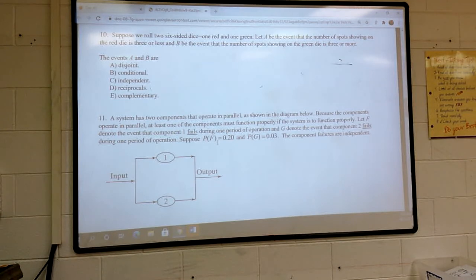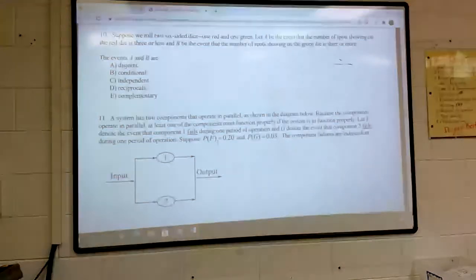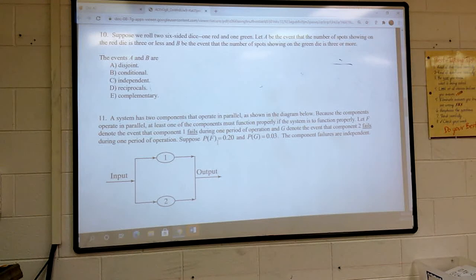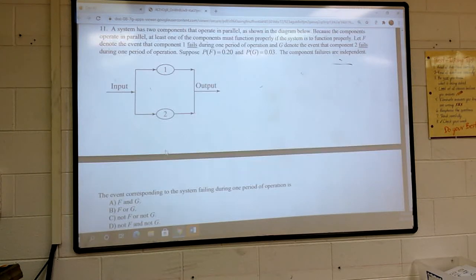Because they overlap. Complementary events don't overlap, like if it either rains or it doesn't rain. 3 or less and 3 or more overlap at the number 3. That would be in the middle of your Venn diagram. Yes. Number 11.